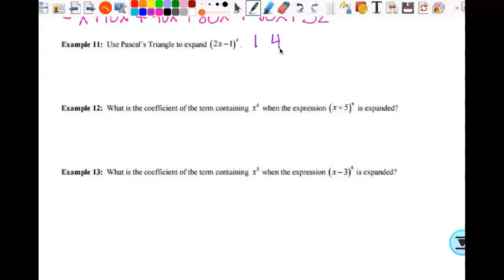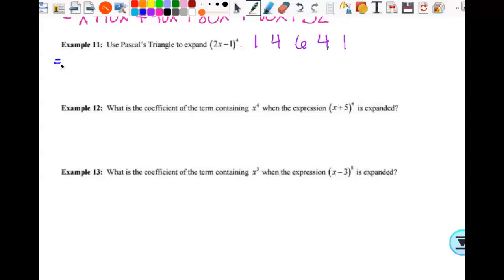6, 4, 1. I thought I heard 8. I didn't think that was it. 6, 4, 1. Okay? And you can write it out if you want to. Again, you don't have to. I just can't scroll in for us to see that.